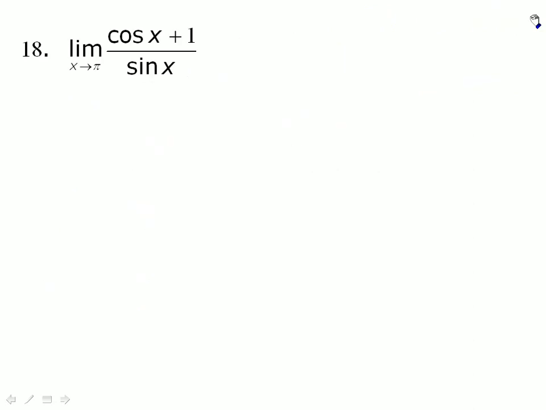Take a look at another one. I think this is the last one that I've got for you guys. And we run into the same problem. We substitute in pi, and we do get 0 over 0, because negative 1 plus 1 on top is 0. Sine of pi is also 0. We are approaching a non-zero number. Not much we can do. So we bring that pi over, so it is approaching 0.